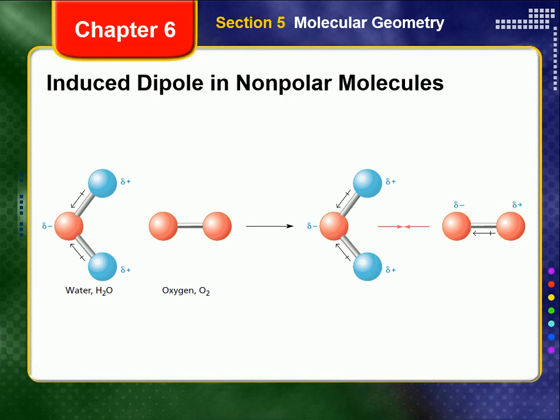The positive pole of the water molecule attracts the outer electrons of an adjacent oxygen molecule. The oxygen molecule then has an induced negative pole on the side toward the water molecule and an induced positive pole on the opposite side. The result is an attraction to the water molecule, as shown in figure 6-27 on page 192 or on the screen now.